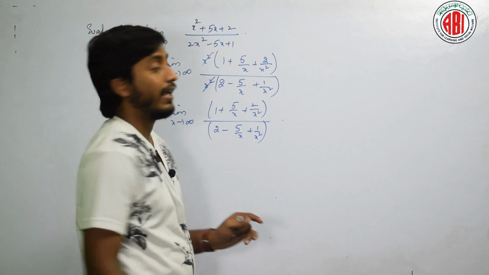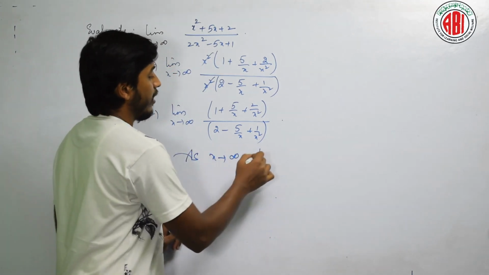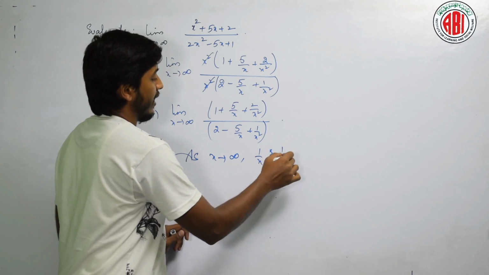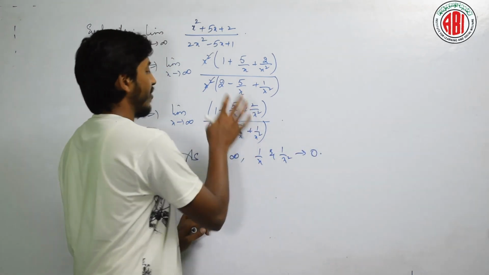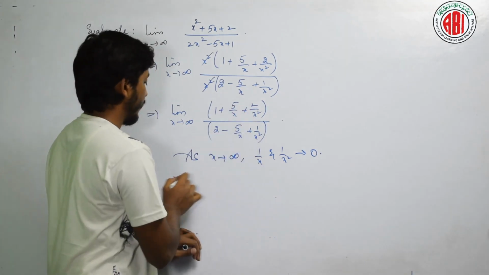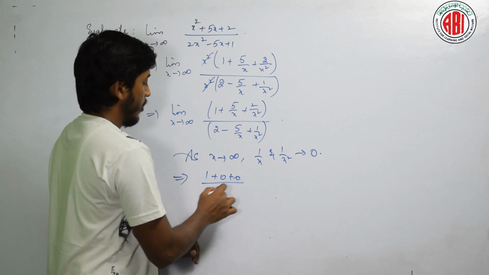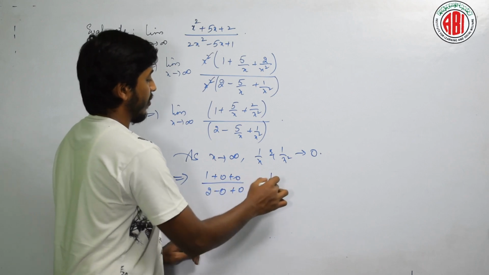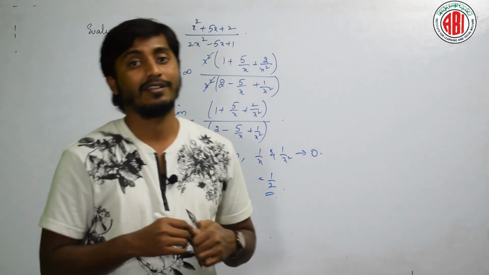Now tell me, as x tends to infinity, 1 by x and 1 by x square tend to 0. Therefore, this will become 0 and this also will become 0. This will become 1 plus 0 by 2 minus 0 plus 0. Answer is 1 by 2. Is it not easy? But this is a very important question. Clear?